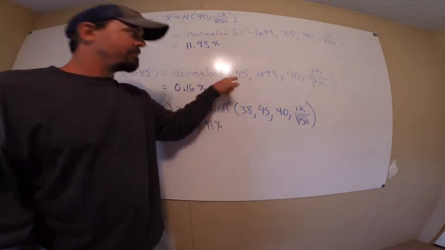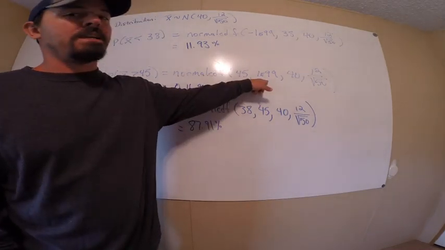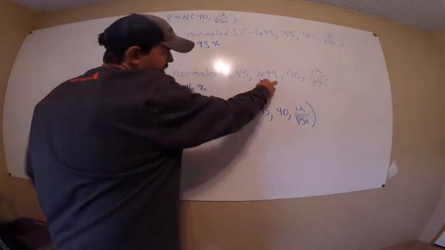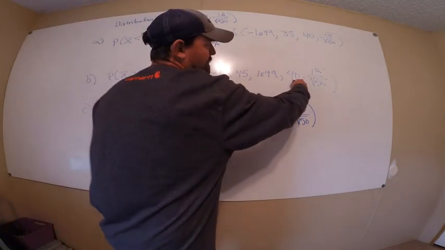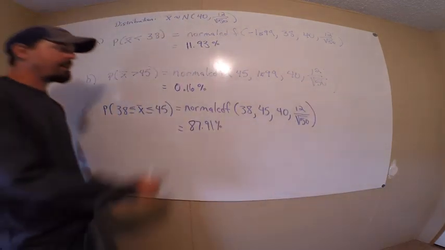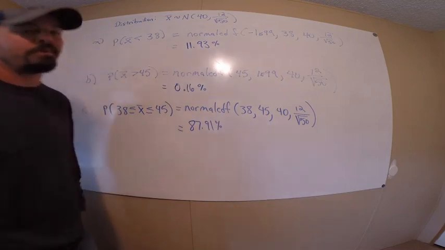B, probability that X bar is greater than 45. Normal CDF, 45. Greater than 45, so lower bound is 45, upper bound is infinity, 1E99. Mean stays 40, standard deviation still the 12 over the square root of 50. If you type that in your calculator, you get 0.16%.